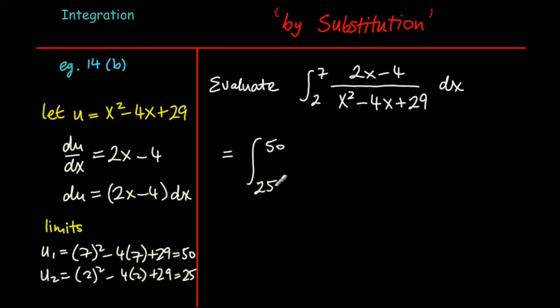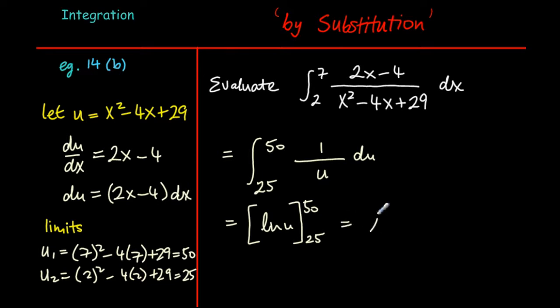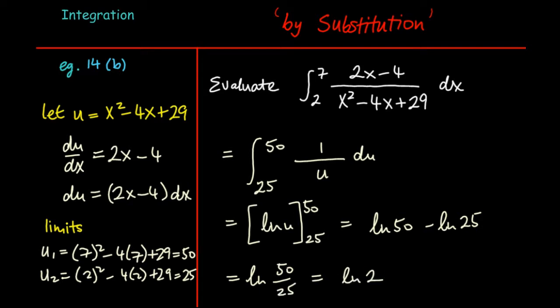2x minus 4 dx is just du, and so we have 1 over u. So integrate 1 over u, we get natural log of u between 50 and 25. We don't bother with the constant of integration because it's a definite integral. So it's natural log of 50 minus natural log of 25, and we should know we can write this as natural log of 50 divided by 25, which is the natural log of 2. And there's the solution to this example.